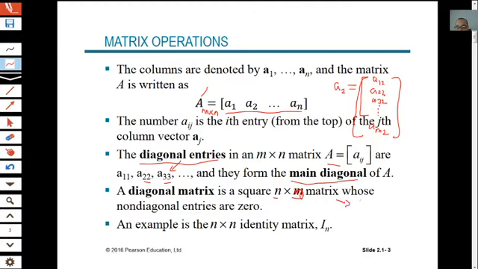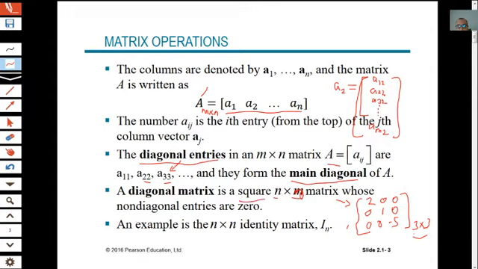For example, 2 0 0, 0 1 0, 0 0 minus 5. So this is a 3 by 3 square matrix. Square matrices have a number of rows equal to the number of columns, namely they are equal to each other. In this case we call this matrix a square matrix.